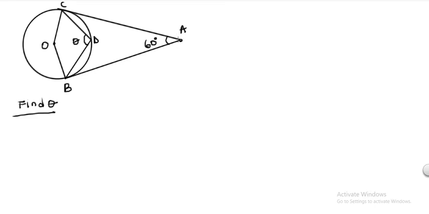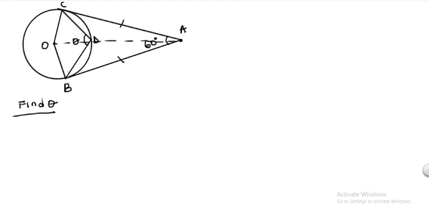Tangents from an external point are equal to each other. That means this line is equal to this line. What do we do with that information? We can separate this into two triangles.